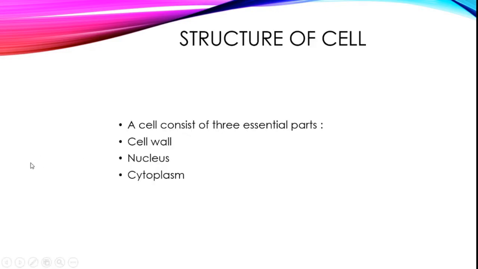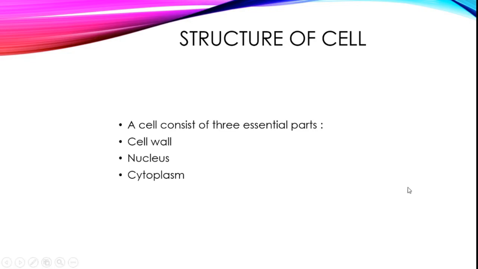Let's go to the previous slide. When we talk about the structure of a cell, a cell consists of three essential parts. The first is the cell wall, which is present only in plant cells, not in animal cells. A cell membrane is present to protect the animal cell. The nucleus encloses DNA in it. Cytoplasm is a viscous fluid which holds all the cell organelles.